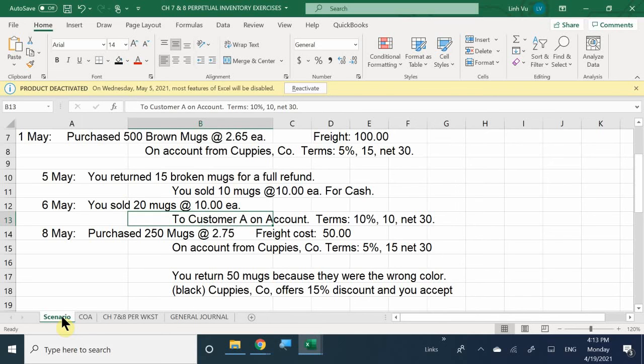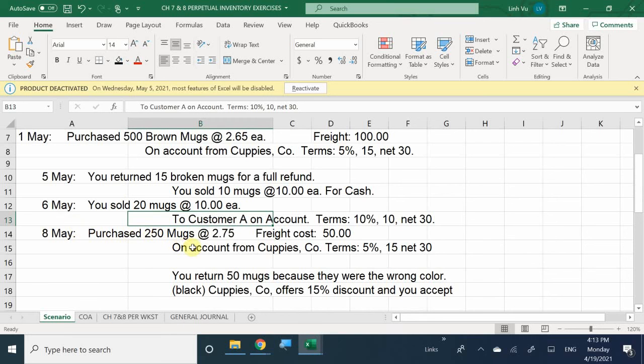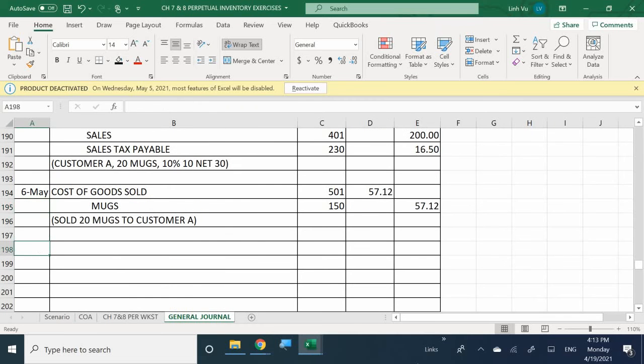All right, so May 8th. Purchased 250 mugs at $2.75 with a freight cost of $50. Okay, so we purchased more mugs on account from Cuppies Co. And they gave us brand new terms of 5/15, net 30. So once again, let's at least journalize the foundation, right?